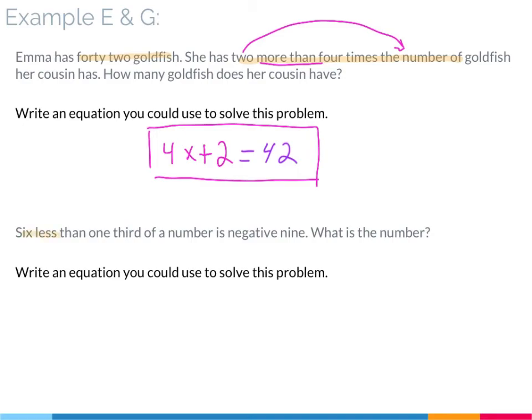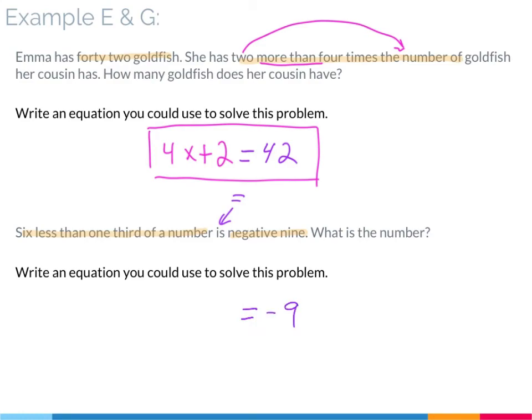6 less than 1/3 a number is very important. Then I see that key word there, is, lets me know that I'm going to be having an equal sign there. And my last bit of information is going to be is -9. So those are all important pieces of information, and that is throws an equal sign right where I need it. So is -9, so I know my equation is going to equal -9.